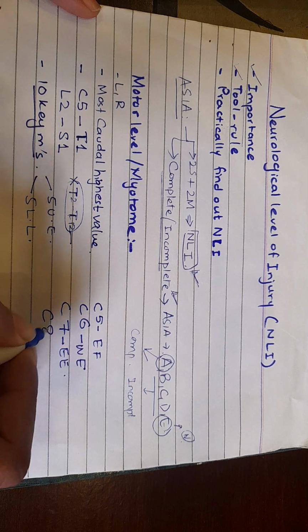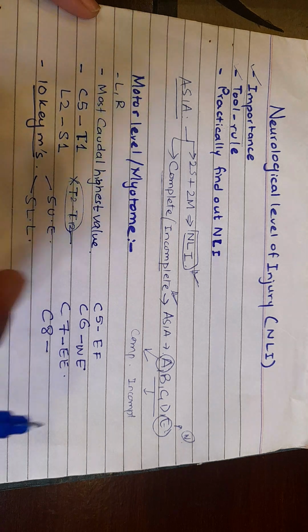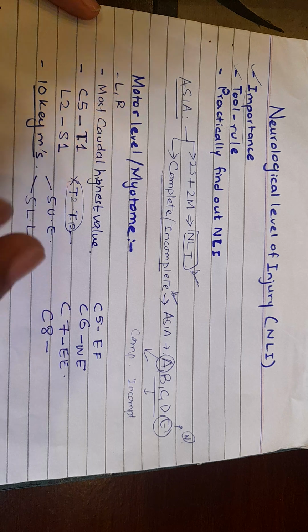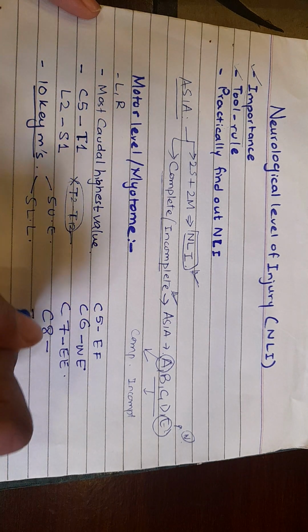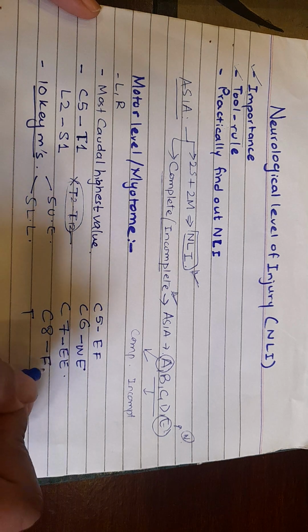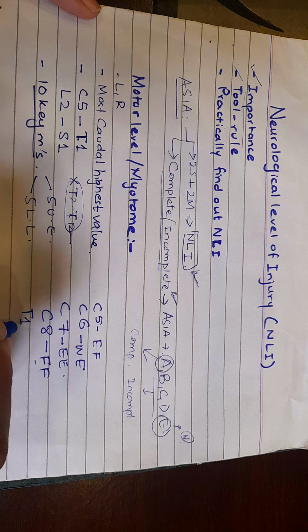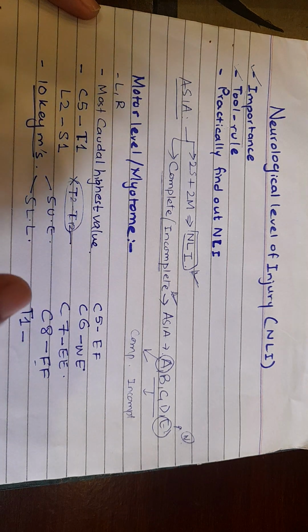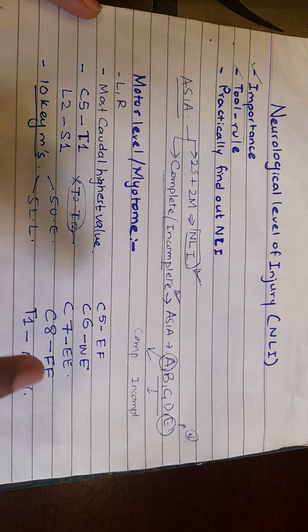Now the C8. The C8 is responsible for finger flexion, and basically here we have the finger flexor to the middle finger, that is flexor digitorum profundus. So, finger flexors. Now the T1. The T1 is supplying the small finger abductors. So here we are going to assess the abductor digiti minimi.